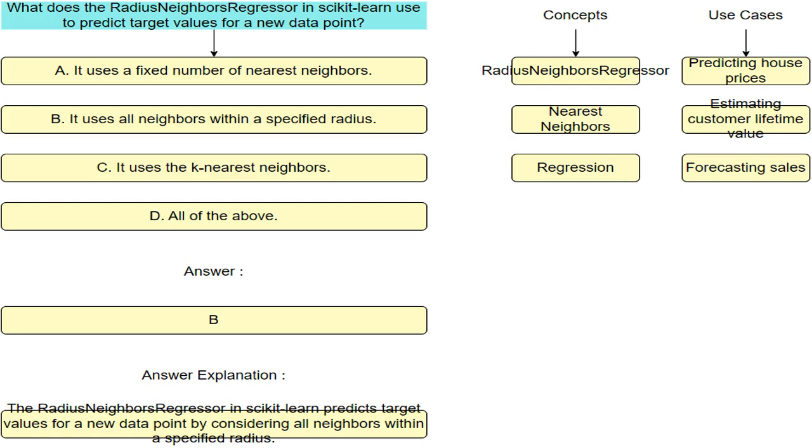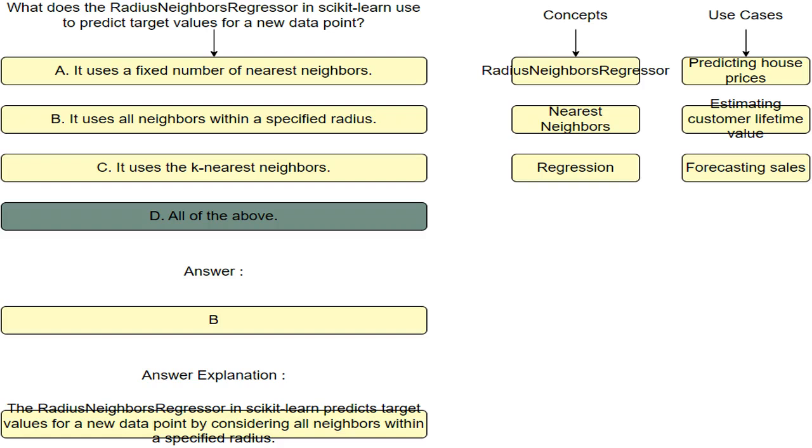What does the radius neighbors regressor in sklearn use to predict target values for a new data point? A. It uses a fixed number of nearest neighbors. B. It uses all neighbors within a specified radius. C. It uses the k nearest neighbors. D. All of the above.